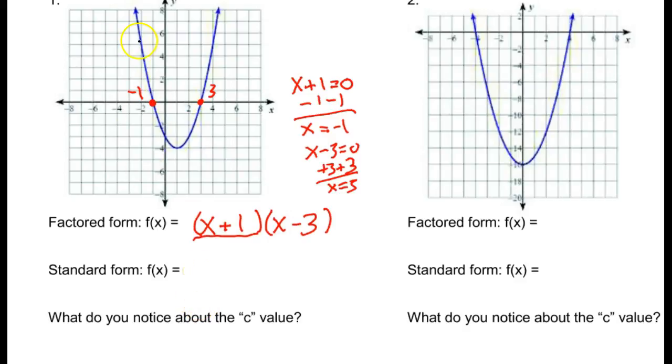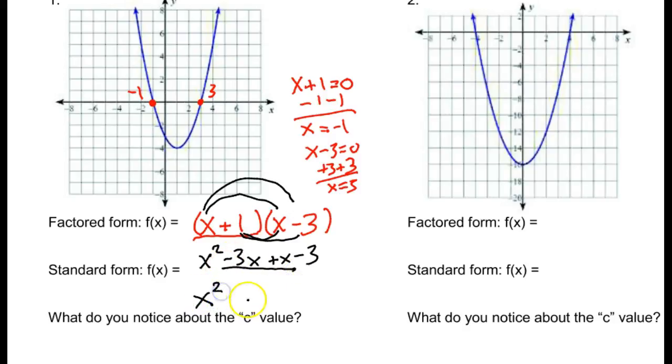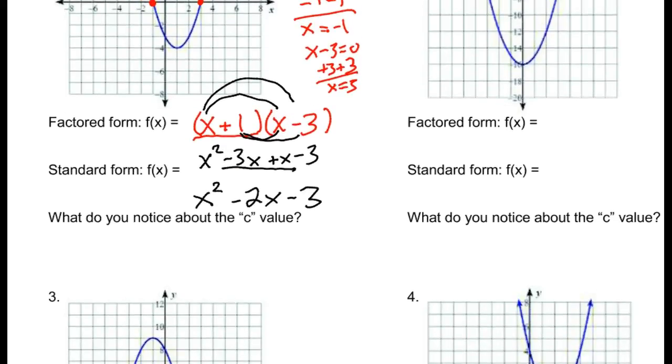Okay, we can put this in standard form, and here's where we start tying in what we did before. We can multiply this together. So x squared minus 3x, and plus x and minus 3. And remember the middle combines. So we have x squared, and that would be minus 2x and minus 3. That's standard form because we have the x squared first, then the x term second, and then the number last.